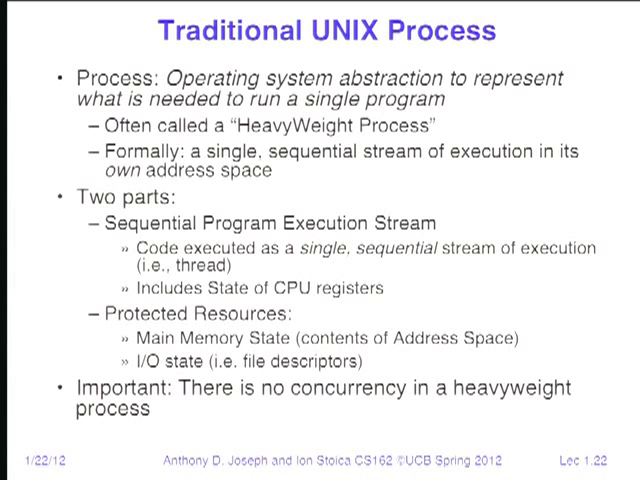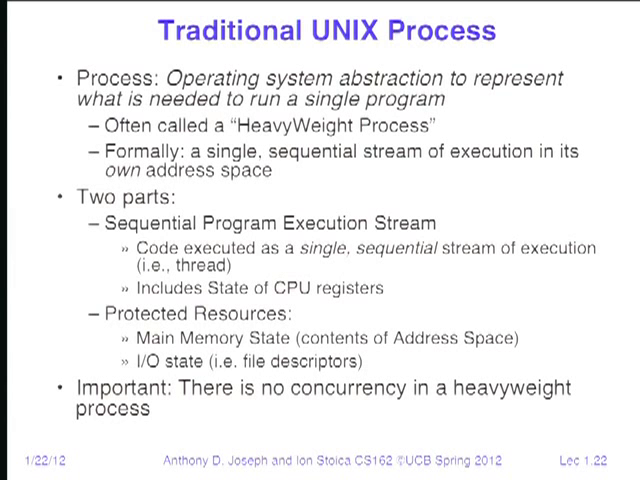So let's talk about the traditional model for a process, which we'll call the traditional Unix process. The definition of a process is the operating system abstraction that represents what is needed to run a single program. That's the original Unix definition. This is often called a heavyweight process, and you only have a single sequential stream of execution within its own address space. Basically, that means one thread in one address space equals a process.